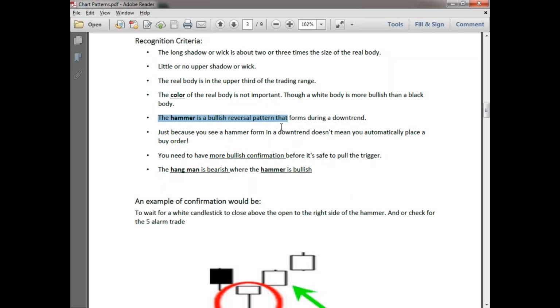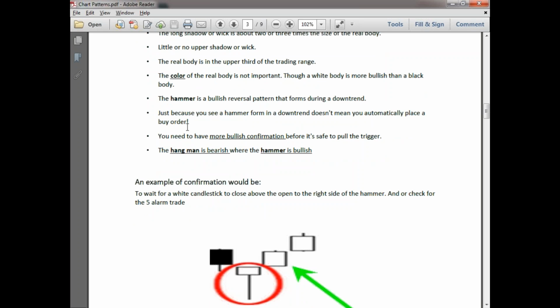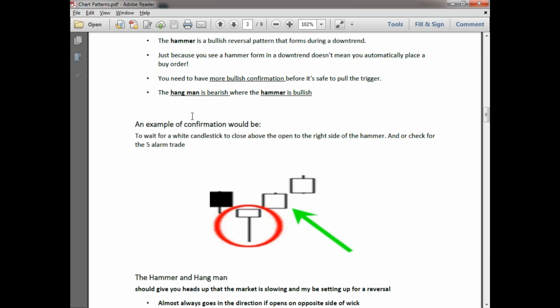So the hammer is a bullish reversal pattern which forms during a downtrend. As I already told you, just because you see a hammer form in a downtrend does not mean you automatically place the buy order. You have to consider the further candles, what happens ahead of this, and after considering the further candles, you will be able to decide that it is a clear trend which has emerged as of now. You need to have more bullish confirmation before it's safe to pull the trigger.